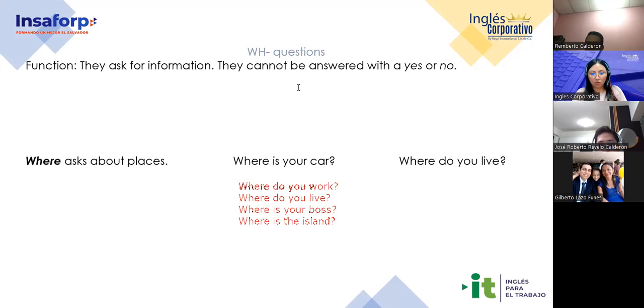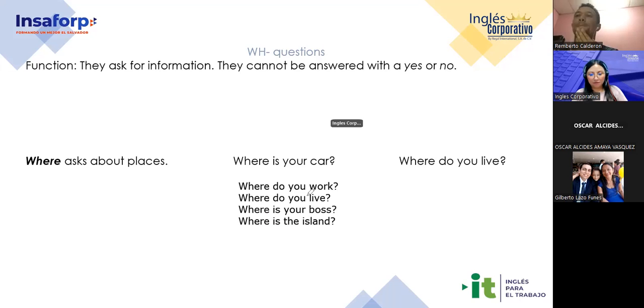Revisemos entonces si estoy preguntando o si mi información es exclusiva para lugares. Miren el primer ejemplo. Where do you work? Quiero saber sobre el lugar de trabajo. Where do you live? Quiero saber el lugar donde vives. Where is your boss? El lugar en donde tu jefe está. Where is the island? Quiero saber el lugar donde se encuentra la isla. Todas están redactadas correctamente.